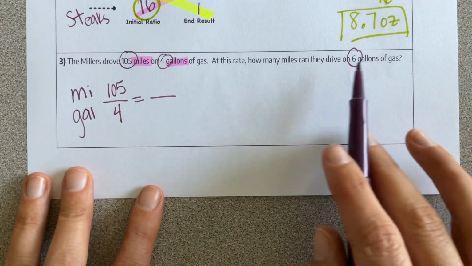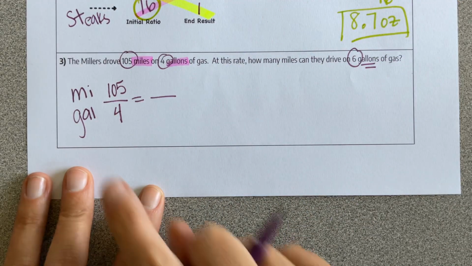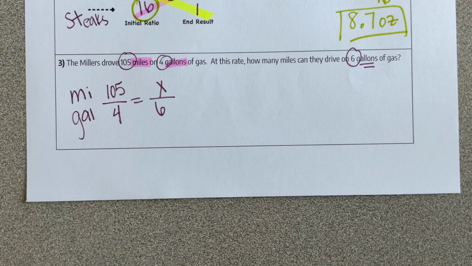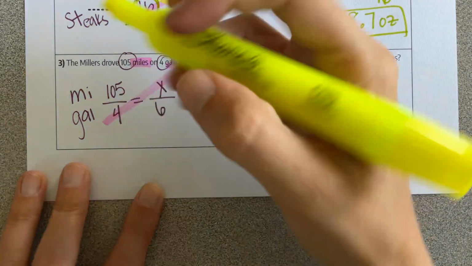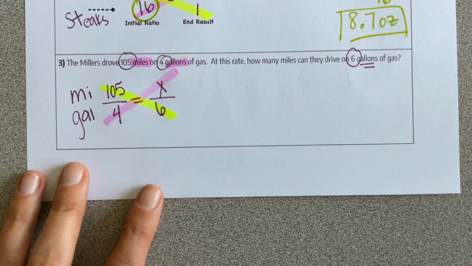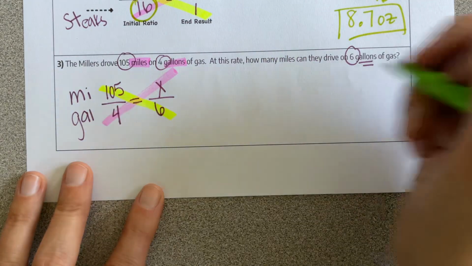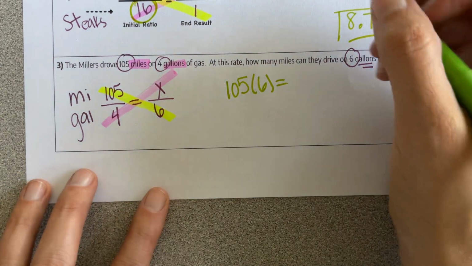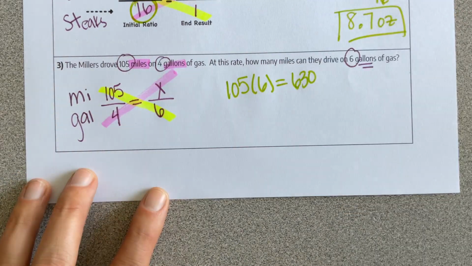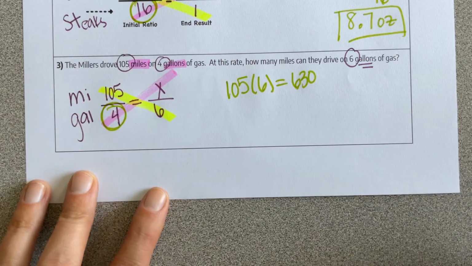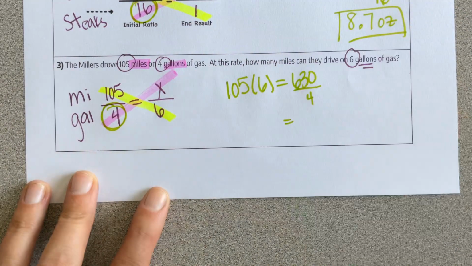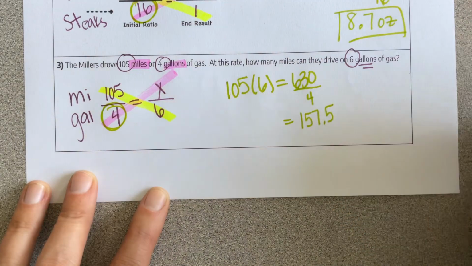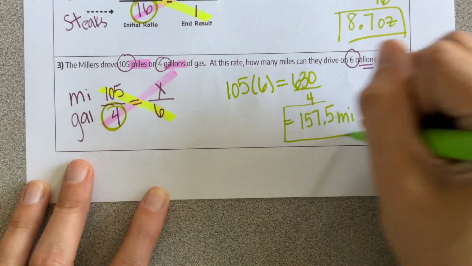Then the other number that's given to us, 6 gallons. Gallons went on the bottom. I'm going to put 6 on the bottom. X goes on top. Highlighting my diagonals, and we solve. The diagonal that has 2 numbers in it is 105 times 6. When we multiply 105 times 6, we get 630. We divide by the number in the same diagonal as the variable, so I'm going to divide by 4. When I divide 630 by 4, we get 157.5, and on top is miles.